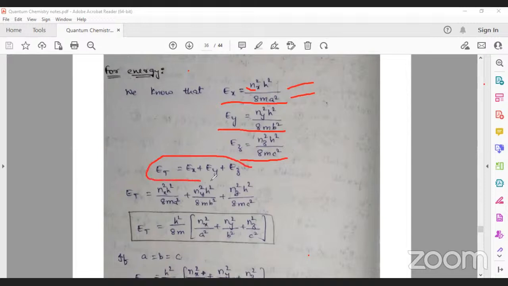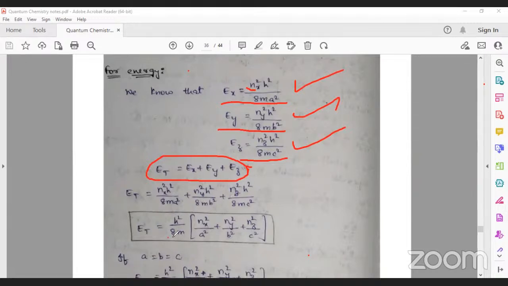Therefore, E total is equal to Ex plus Ey plus Ez. This will be written with the help of particle in a one-dimensional box, right? So these all will be written with the help of particle in a one-dimensional box. Therefore, total energy E total is equal to Ex plus Ey plus Ez. Therefore, E total is equal to nx square h square by 8ma square plus ny square h square by 8mb square plus nz square h square by 8mc square.